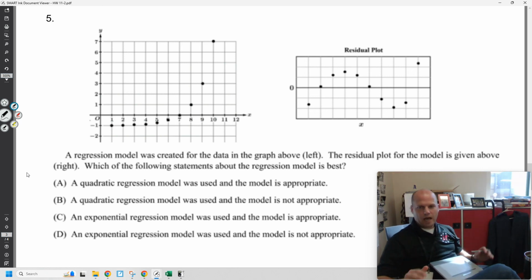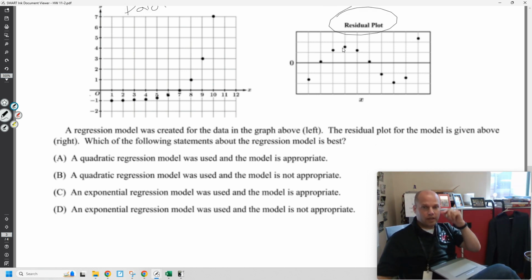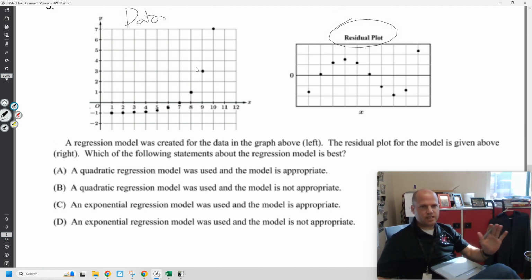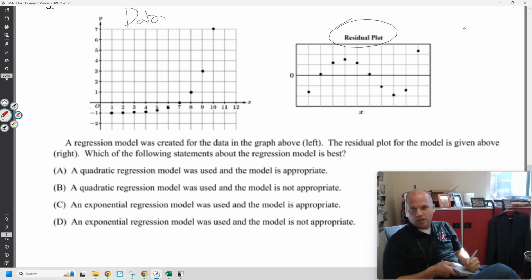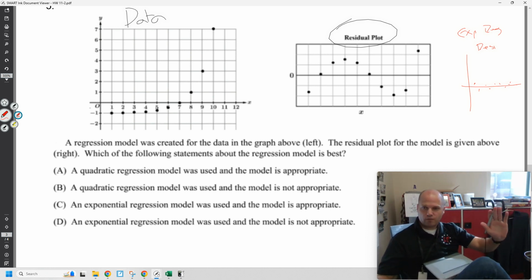Okay, I like this question better because this is the data. This is the residuals. The data is exponential for sure. We can see that the data is exponential. If we ran an exponential regression, the residuals would be close to zero, and they would be kind of randomized, positives and negatives. See that? Kind of just what we did on the first page.